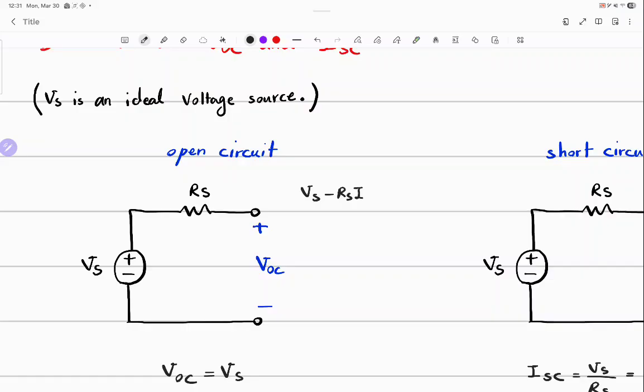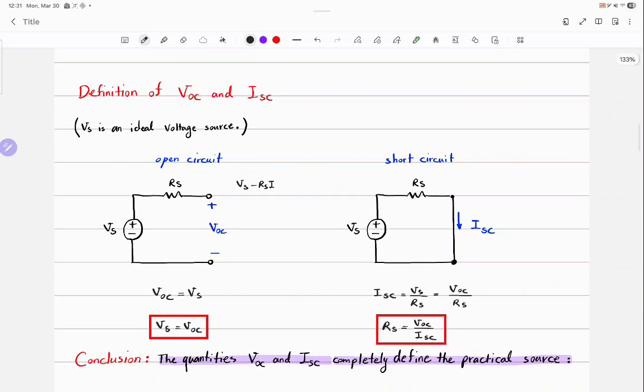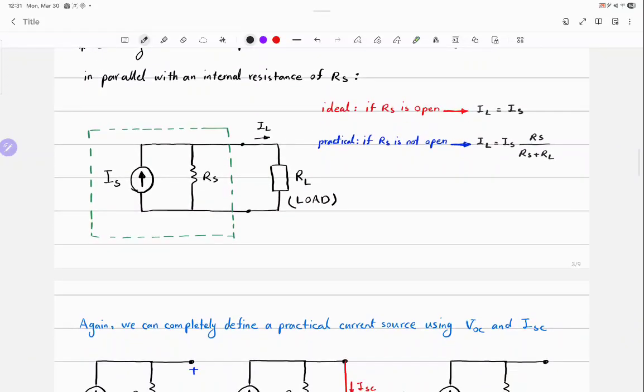No. If RS value is 0, then it won't depend on current anymore, right? So how to build or how to fabricate a very, very close to ideal voltage source with a very, very small internal resistance. Okay? Now, how do you make a very close to ideal current source?